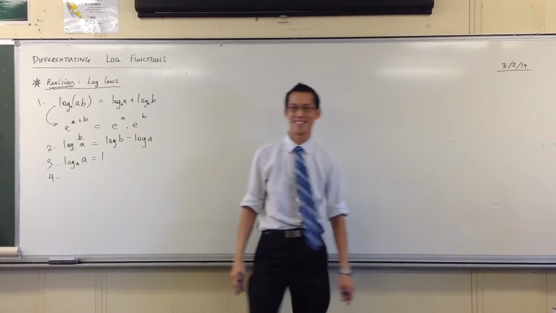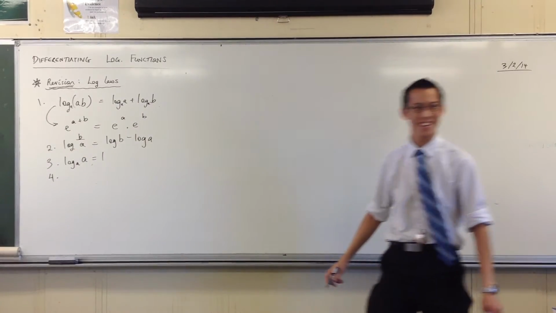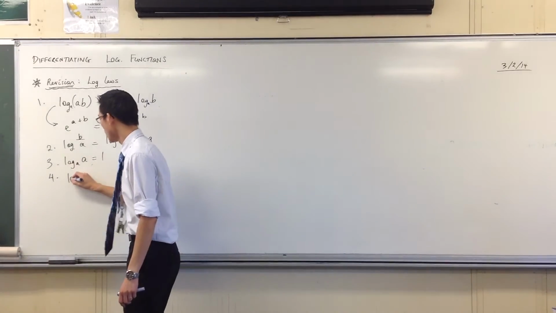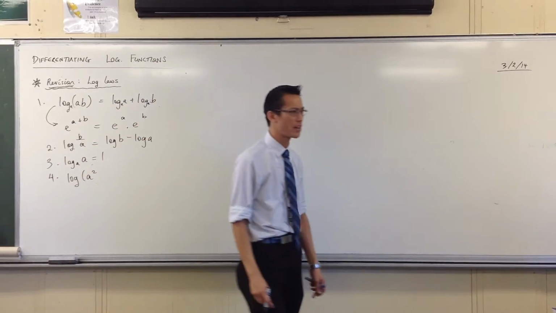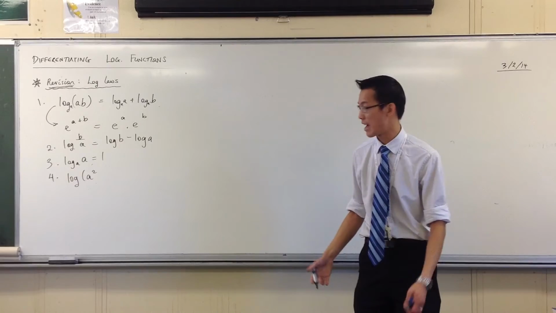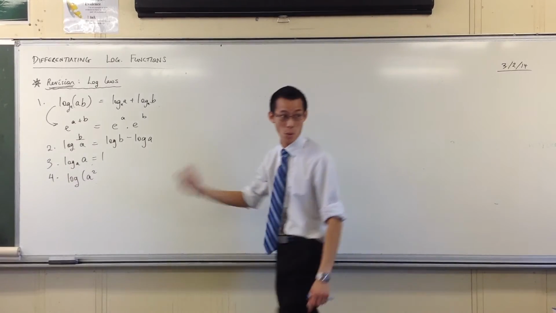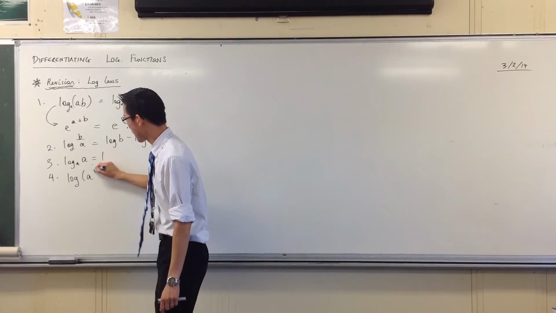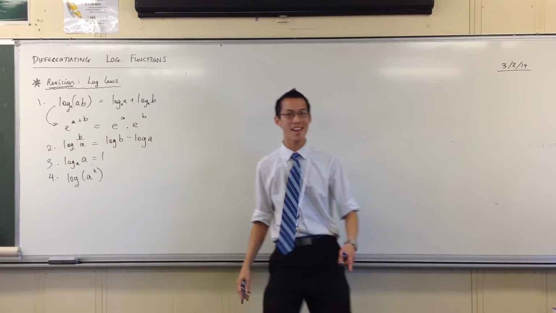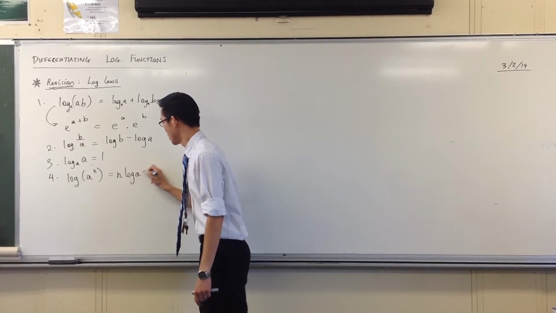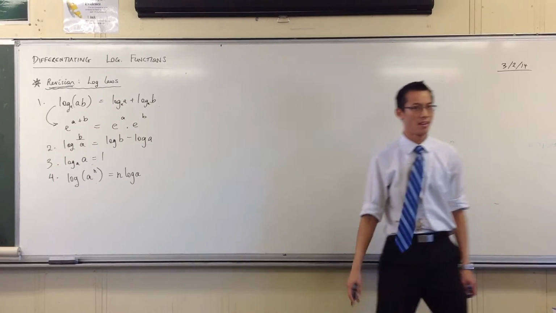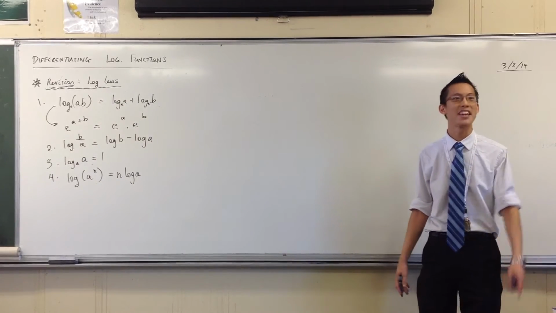Another one. Yeah. Log of A squared equals 2 log A. Let's generalize it, shall we? Because this is log laws, right? So suppose it weren't squared. Suppose it were 2. Let's make it n. Okay. What's it equal to? Good. Okay. Fantastic.